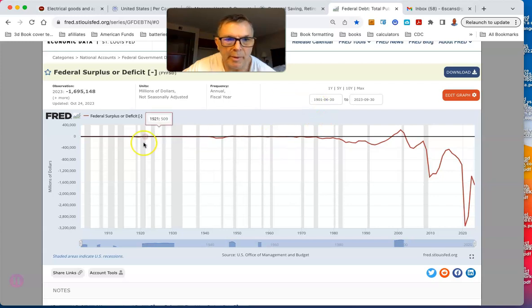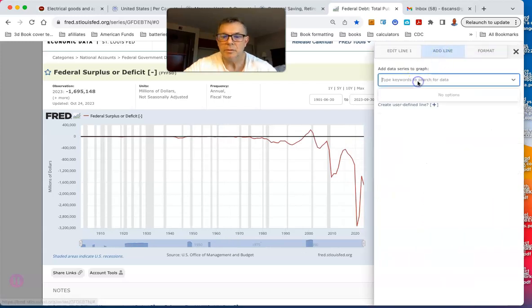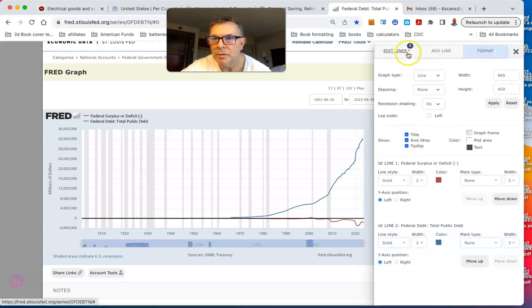All right, so let's go back to 1901. We had no deficit. We had a little bit during the wars, and then we started taking on big deficits. Now again, this is in millions of dollars. All right, and what's happening here is a deficit. Actually, let's add the debt too. Let's add a line here, debt, federal total. There we go. All right, perfect. We'll make that on the right hand side. Format, edit line 2. We want that on the right. There we go. All right.